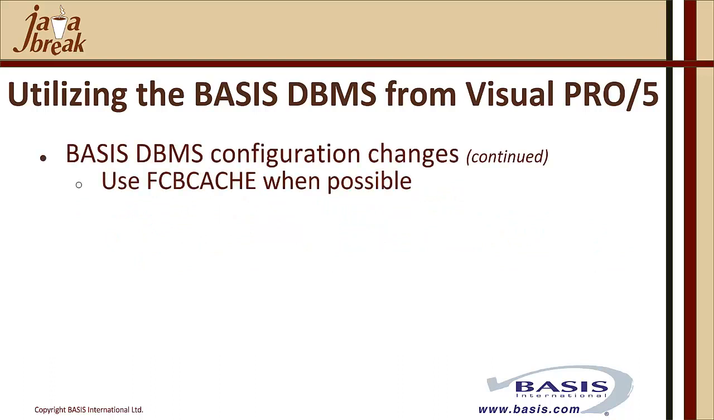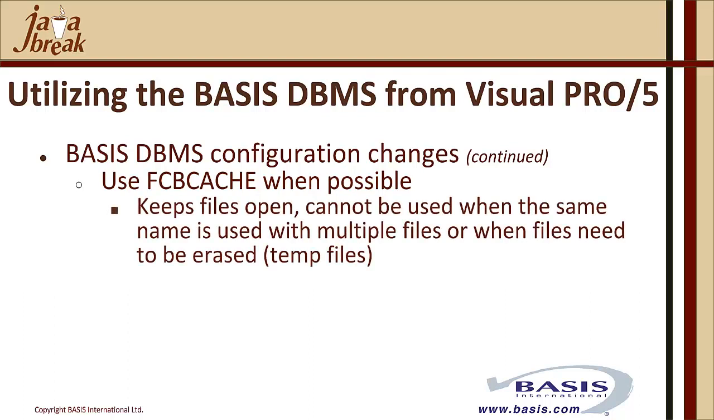We recommend you use FCB cache whenever possible. It keeps the files open. Of course, you can't use that if you're using the same name for multiple files and you're relying on the prefix change to find it in different directories.